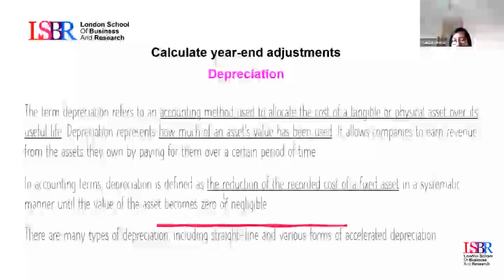We need to include this depreciation till the value of the assets becomes zero. So at a certain point in the years, we will see that an asset doesn't have value. Even when we can use the asset, at a certain point, the value of this asset will be zero.